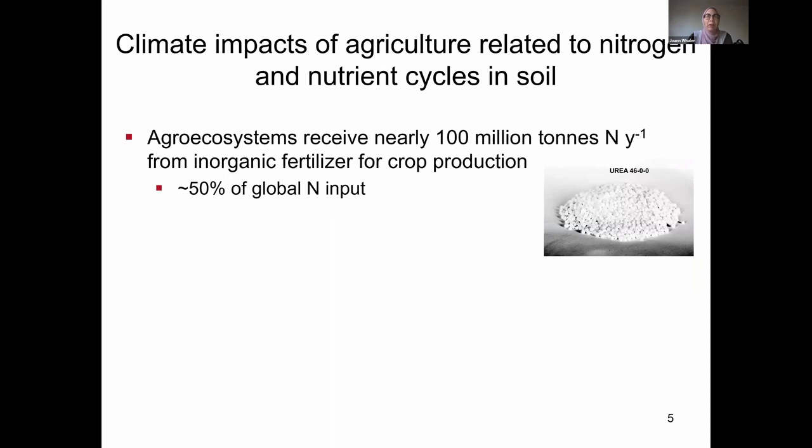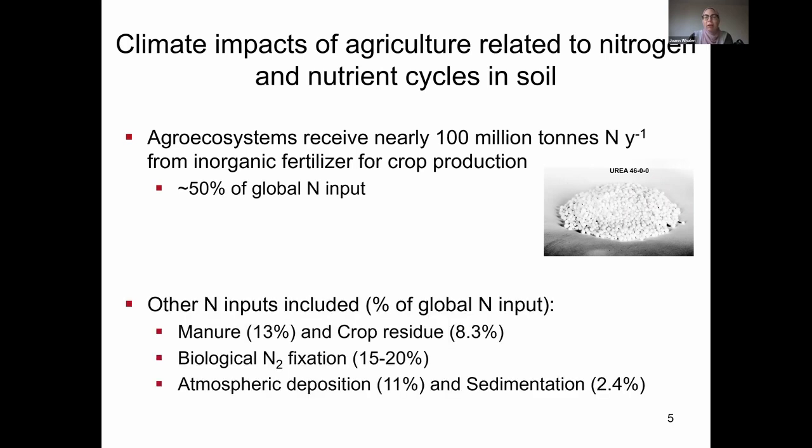And we know that the nitrogen use in agricultural systems is extremely high. There's nearly 100 million tons of nitrogen per year in the form of inorganic fertilizers, such as urea, which is shown here in the picture, that is applied to agricultural systems for crop production. And that's about 50% of the global nitrogen input to agroecosystems.